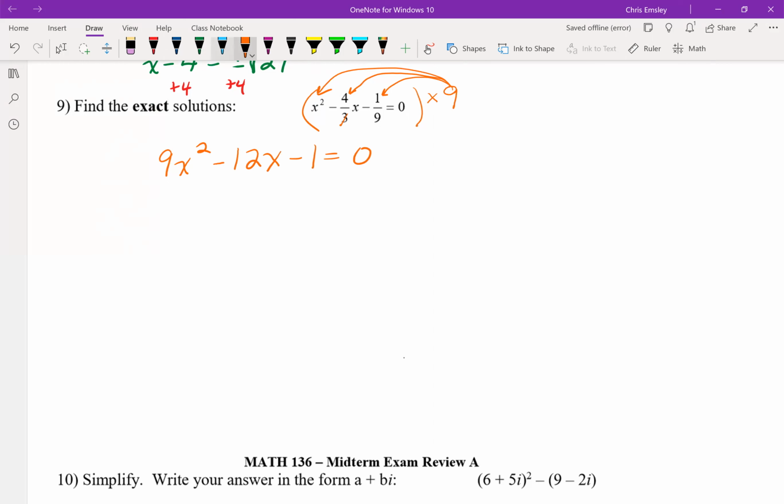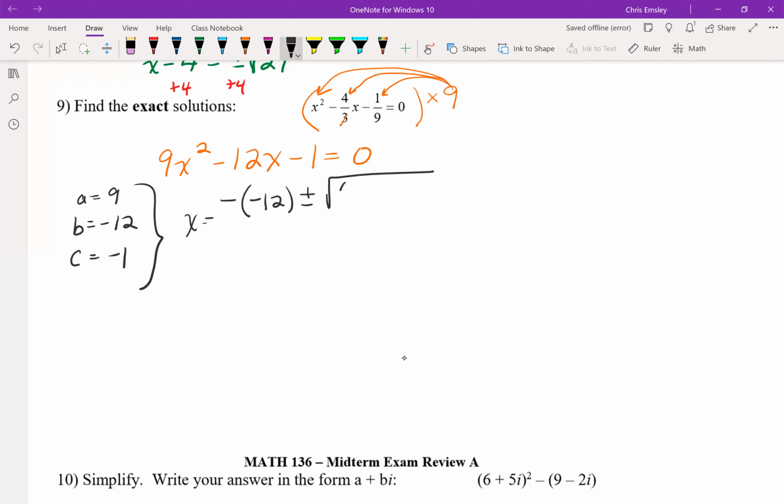I can tell pretty quickly that this one does not factor, so I'm going to go ahead and use the quadratic formula with a = 9, b = -12, c = -1. Make sure you take the signs of your coefficients with you. x equals -b, so we get minus the -12, plus or minus the square root of b squared minus 4 times a times c, all over 2 times a. Go ahead and do some simplifying. First thing is those two negatives knock each other out, becomes +12.